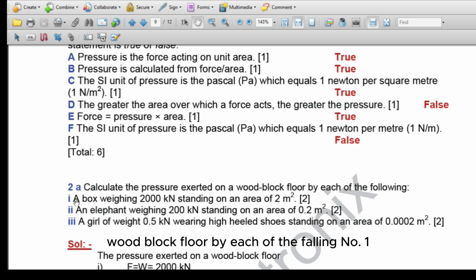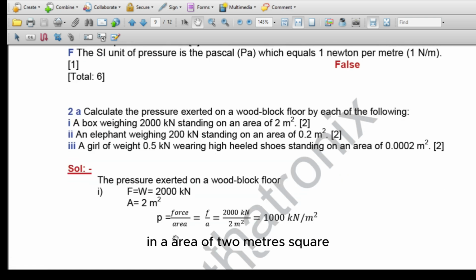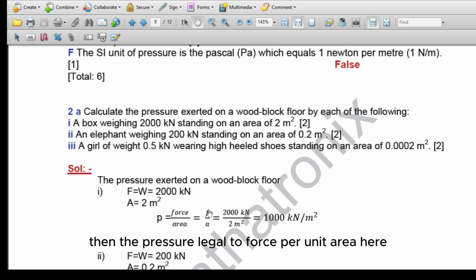Now question number 2: calculate the pressure exerted on a wood block floor by each of the following. Number 1, a box weighing 2000 kilonewton is standing on an area of 2 meters square. Then the pressure is equal to force per unit area. Here we have 2000 kilonewton divided by 2 meters square. So this is 1000 kilonewton per meter square.